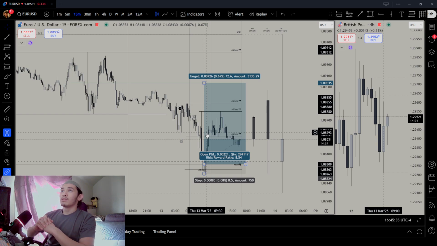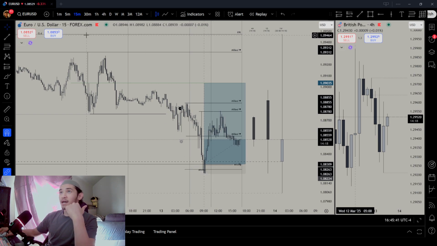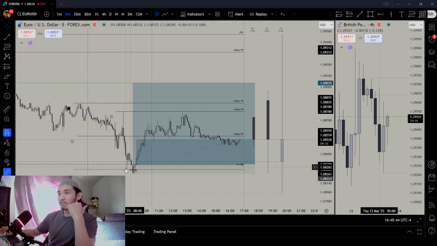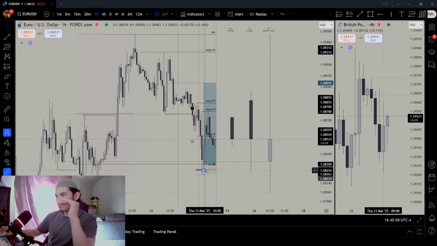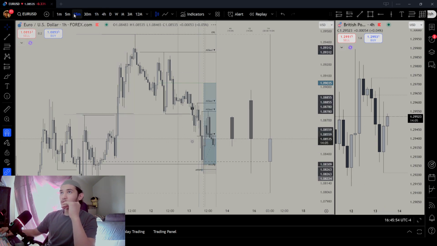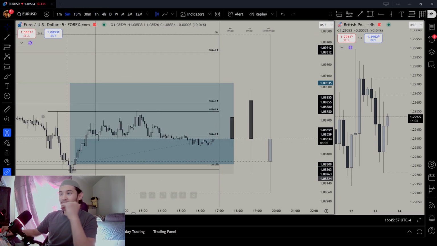So let's get to a top-down analysis. Why were we looking for a long here? Why did we enter off the 5-minute instead of the 15-minute time frame? You're probably wondering, well, that's unrealistic. On a higher time frame, if you look at this, you're asking, is this a wick? That's not a wick, don't worry. Let's get straight into it.